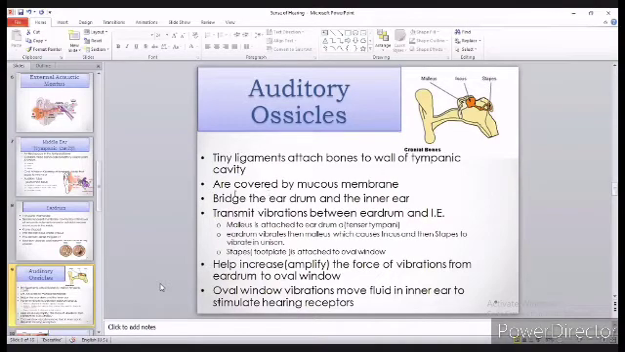So our bones are covered by the mucous membrane, and they form a bridge between the eardrum and the inner ear, okay? This is our eardrum here. Then we have the malleus, the incus, and the stapes here. Their function is to transmit vibrations between the eardrum and the inner ear.